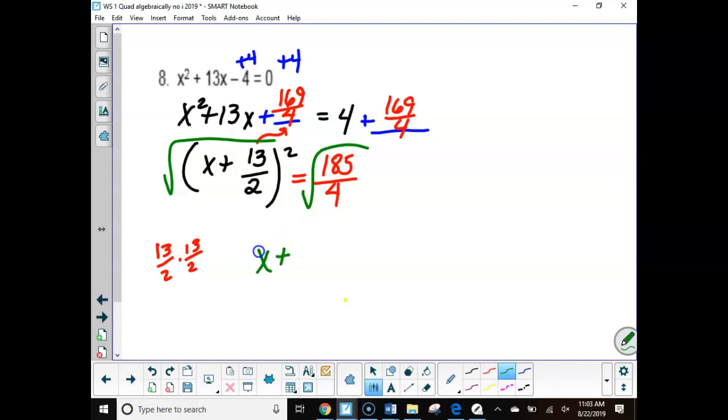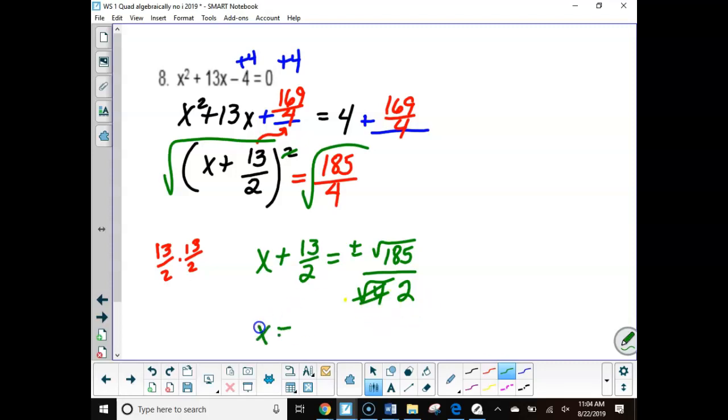So we get x plus 13 halves because the squared out here and the square root are going to undo each other. Over here we have to remember a plus or minus. And we have a square root of 185 on the top and a square root of 4 on the bottom. The good news is what? Square root of 4 becomes just 2. So guess what we don't have to deal with? Those silly square root in the denominator business. Okay? Don't have to deal with that today.